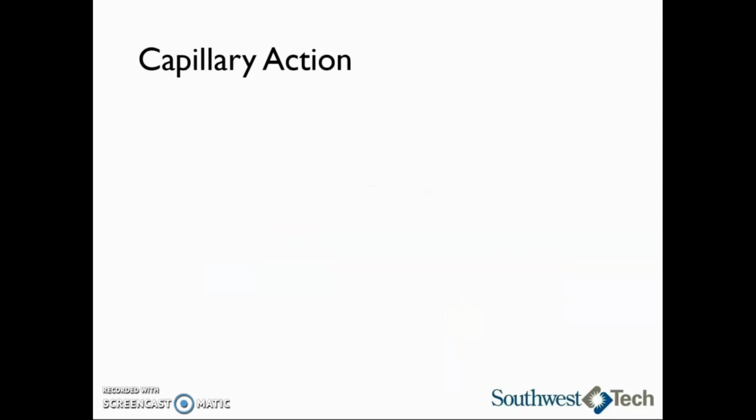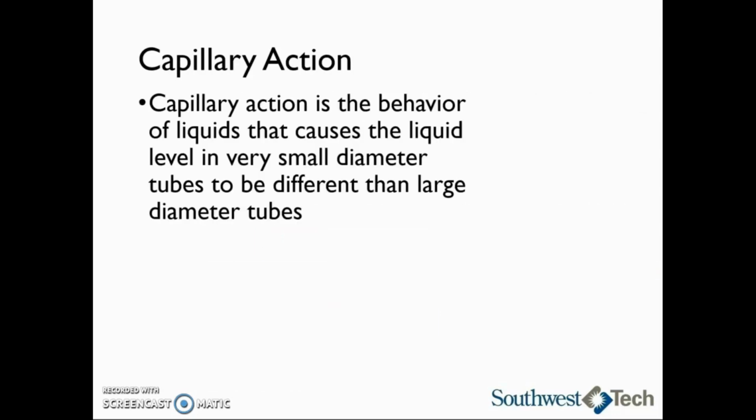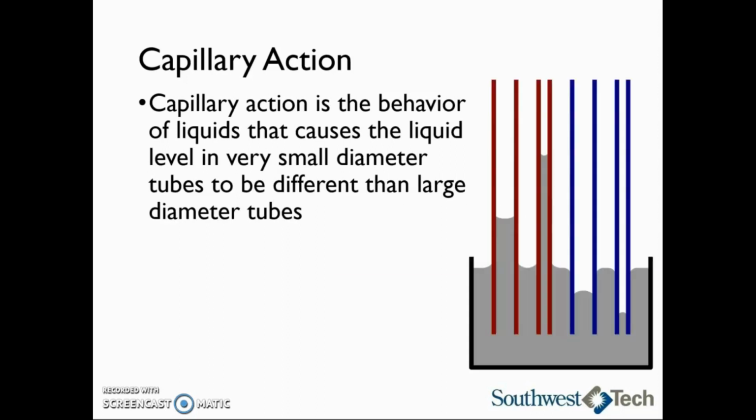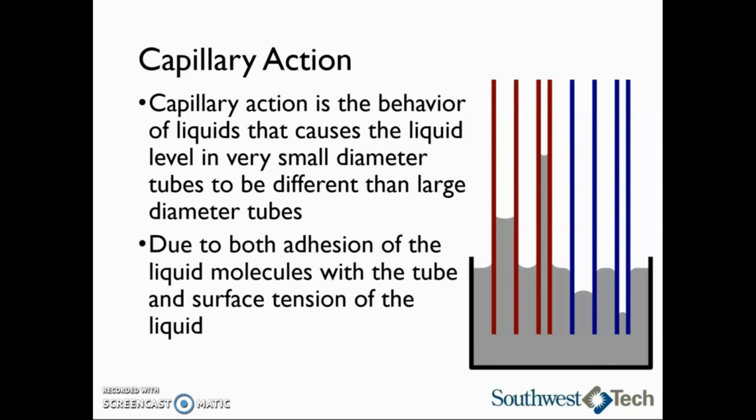The fifth and final property of liquids we are going to discuss is capillary action. Capillary action is the behavior of liquids that causes the liquid level in very small diameter tubes to be different than larger diameter tubes. Capillary action is due to both the adhesion of the liquid molecules with the tube and surface tension of the liquid. In water, for example, the adhesion between the water and the glass tube is greater than cohesion between the water molecules, so water creeps up the sides of the tube.